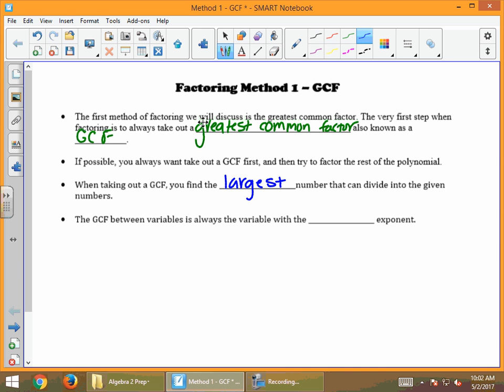When taking out a GCF, you find the largest number that can divide into the given numbers. Has to be the largest. And sometimes there's more than one that can go into both or all three, but it has to be the largest. Okay? When you're trying to find the GCF between variables, you're always going to take out the one with the smallest exponent. So numbers, it's the largest, right? The largest one that can divide into the given ones. And for variables, it's always the one with the smallest exponent. Okay, a little backwards. Questions over there?